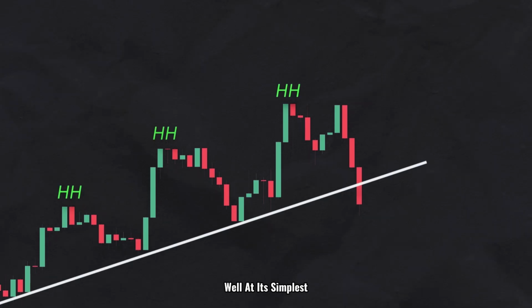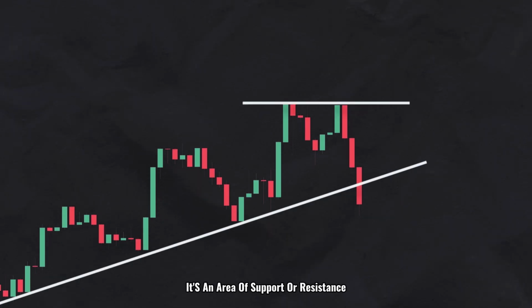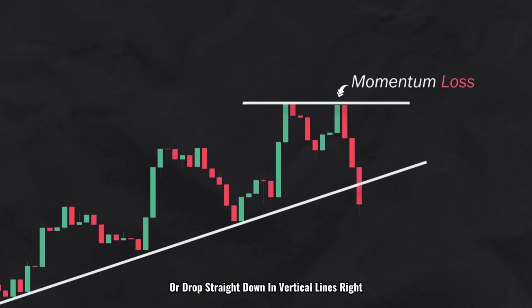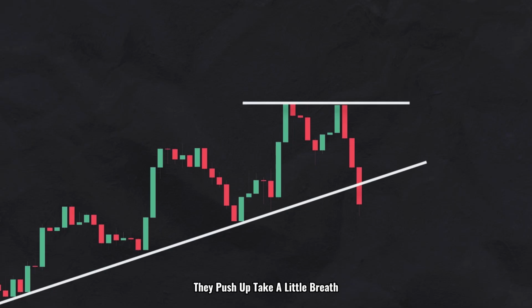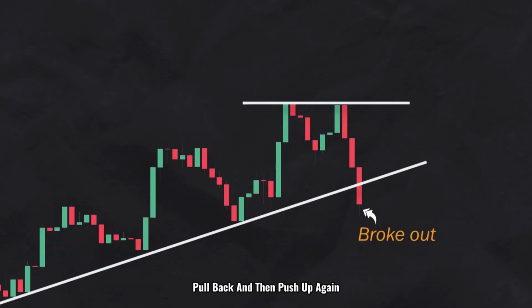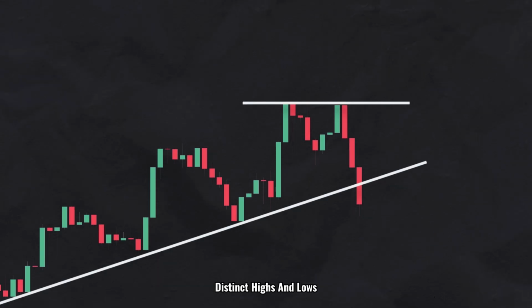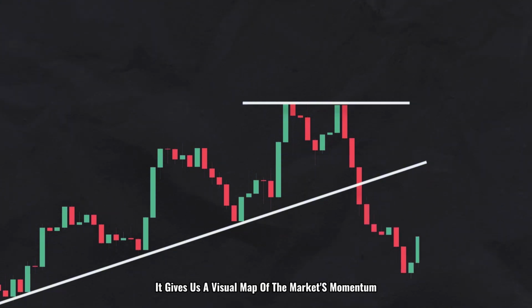Well, at its simplest, it's an area of support or resistance that connects obvious highs and lows during an uptrend or a downtrend. Think of it like this. Markets don't just shoot straight up or drop straight down in vertical lines, right? They move in waves. In an uptrend, they push up, take a little breath, pull back, and then push up again. That repetitive breathing motion is what creates distinct highs and lows, and we use those specific points to anchor our trend lines. It gives us a visual map of the market's momentum.